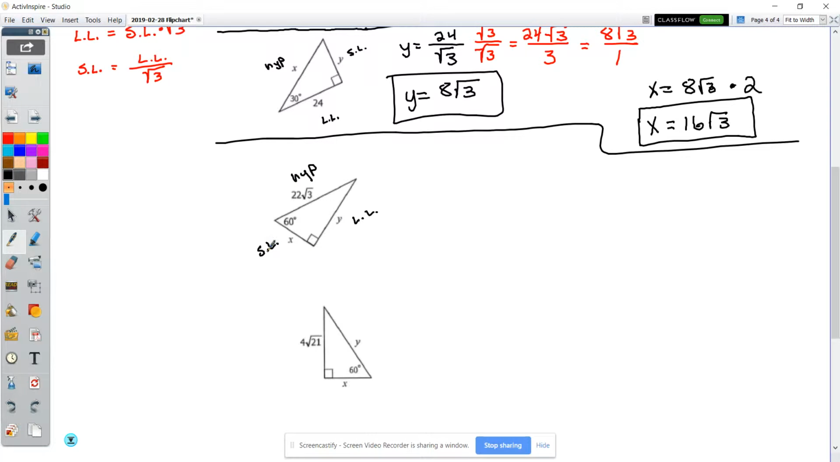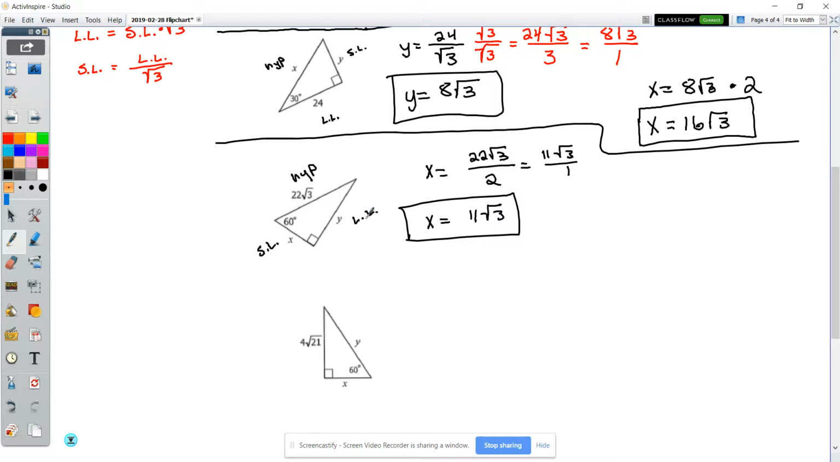Well, I do know that between the hypotenuse and the short leg, it's half the size. So I can take the short leg equals the hypotenuse divided by 2. This can be simplified because the 22 and the 2 are both divisible by 2, and I get 11 square root of 3 over 1, which is just 11 square root of 3. So there's my short leg.